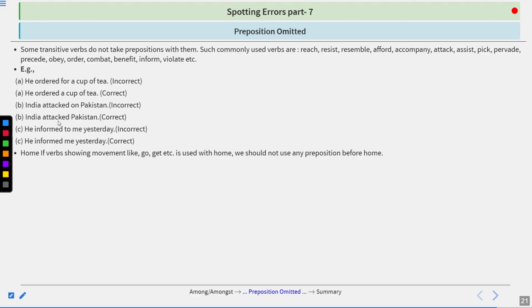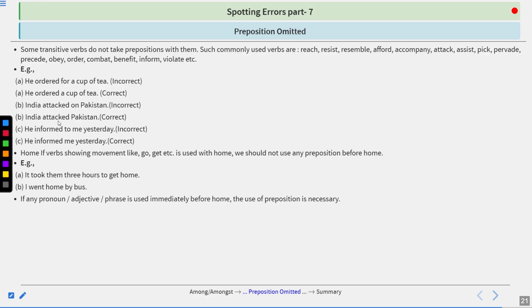If a verb showing movement like go, get, etc. is used with home, we should not use any preposition before home. So if you find a verb like go, get, etc. with home, do not use any preposition. It took them 3 hours to get home. So we haven't used any preposition between get and home. I went home by bus. I went where? Home.